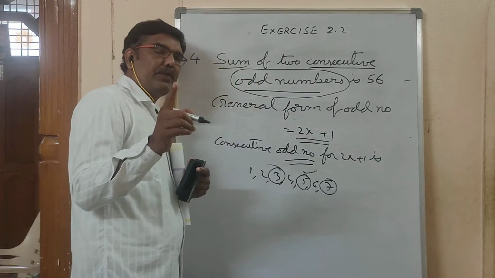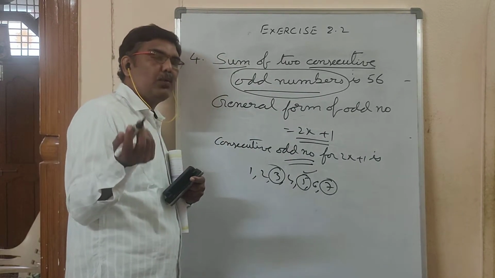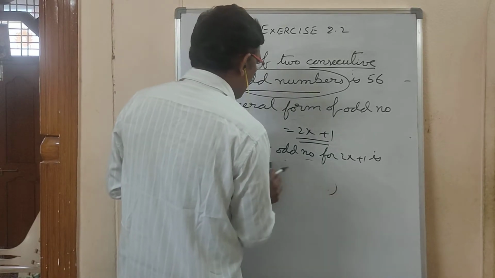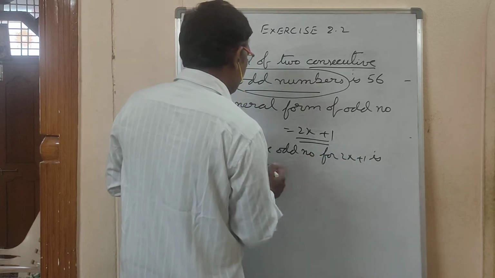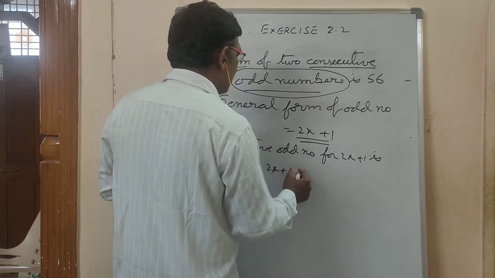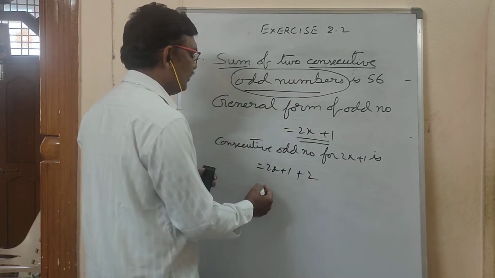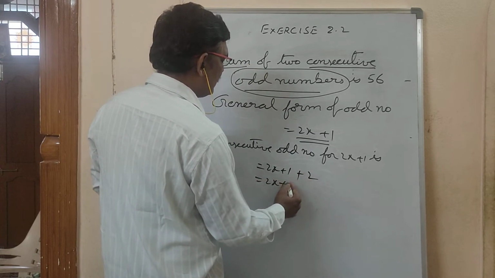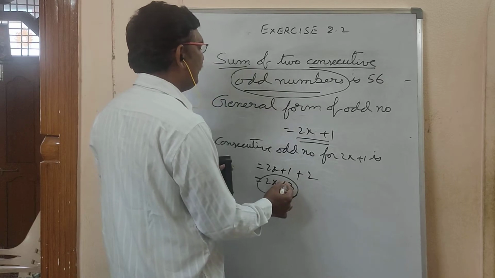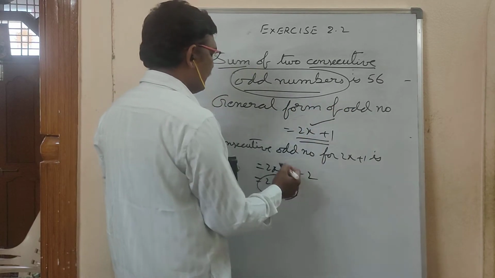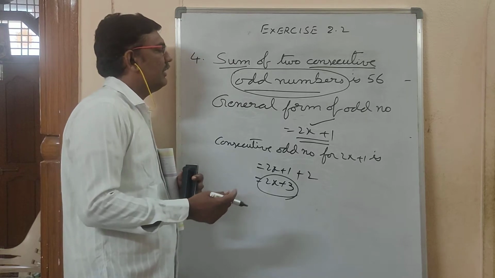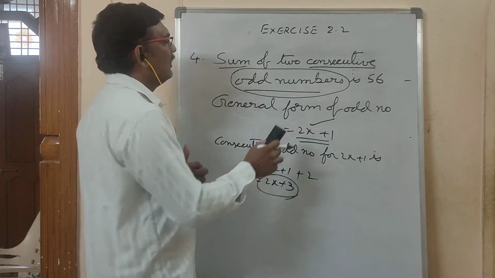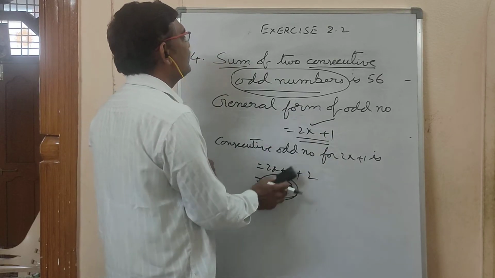So if you know one odd number and want its consecutive odd number, how much do you have to add? You should add 2. So, remembering that, one odd number is 2x plus 1. If you want its consecutive odd number, you have to add how much? 2. So 2x plus 1 plus 2 is how much? Plus 3. 2x plus 3 is the consecutive odd number for 2x plus 1. Okay. So, one odd number is 2x plus 1. The other consecutive odd number is 2x plus 3. So two numbers you got. Two consecutive odd numbers you got.